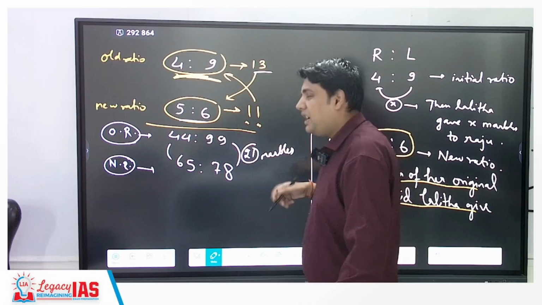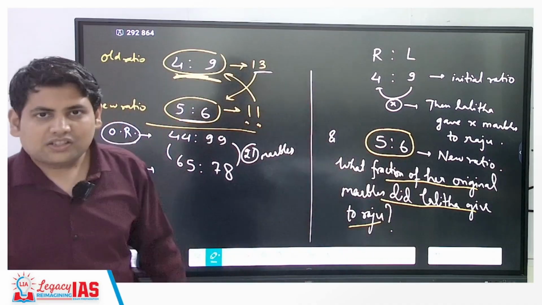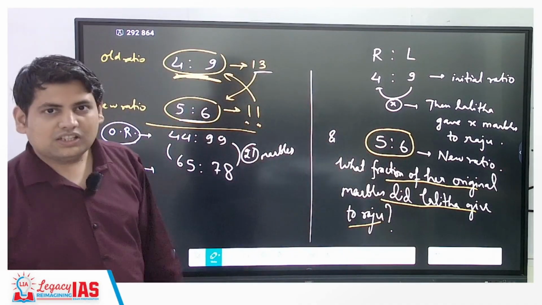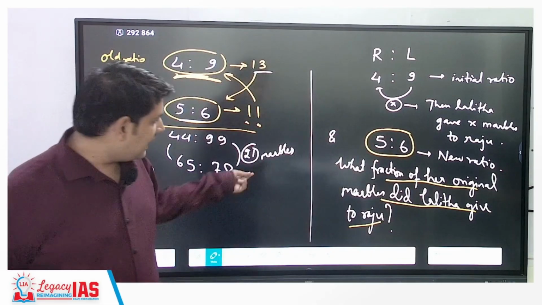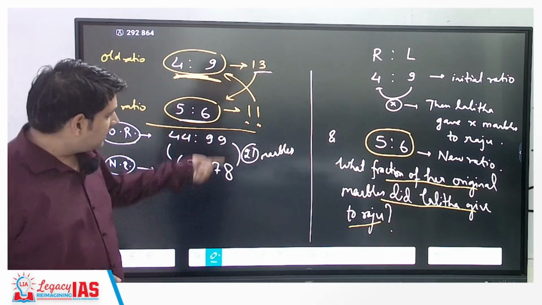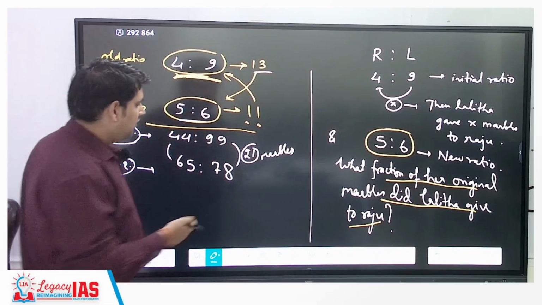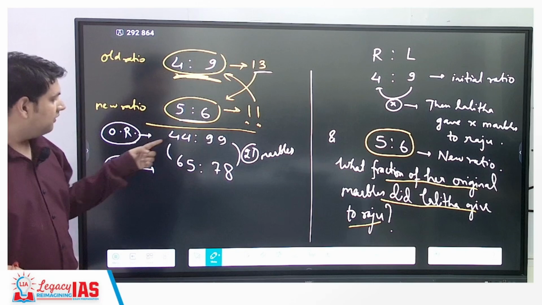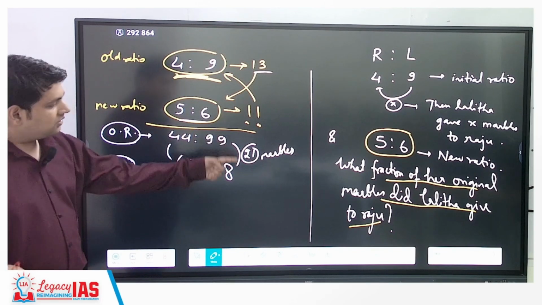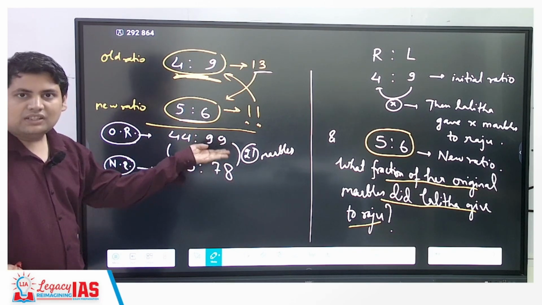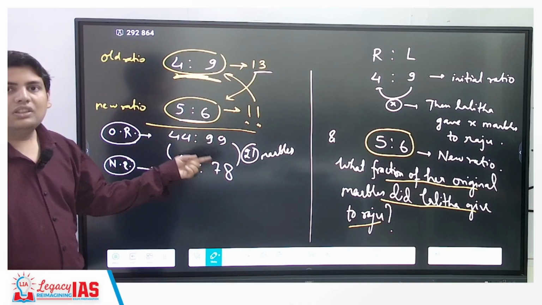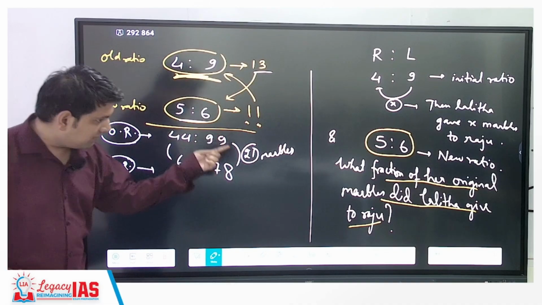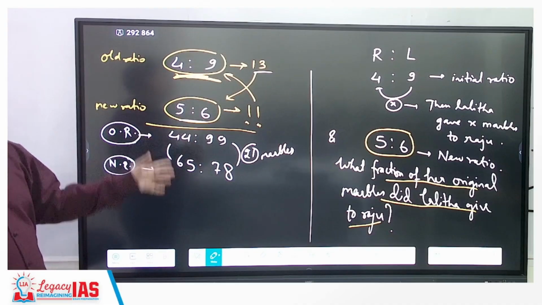That means, where did she lose this? It's not that she lost it somewhere in the sea. She gave it away to Raju. So whatever she is losing, 21, you can see Raju is gaining 21. 44 plus 21 is 65. So this is 21 marbles. That is the transaction between them. So Lalita actually gave away 21 of her marbles to Raju.